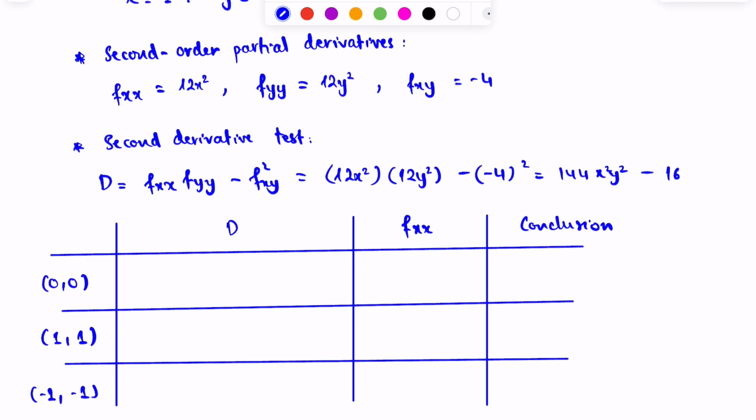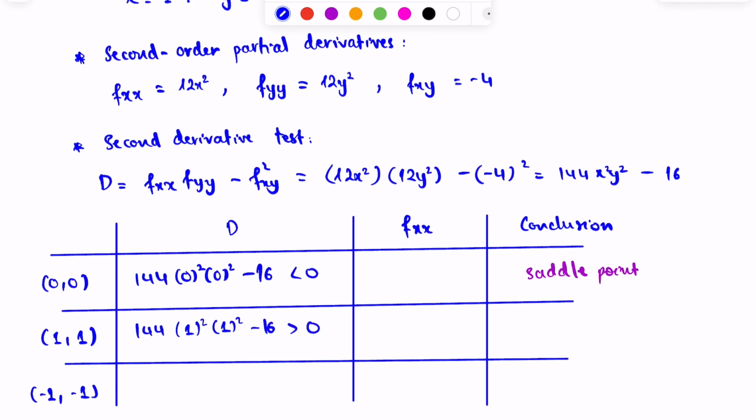For the first point, (0, 0), you have 144 times 0 squared times 0 squared minus 16, so this is a negative value. Then you can automatically conclude that the point (0, 0) is a saddle point. Now moving on to the point (1, 1), you do 144 times 1 squared times 1 squared minus 16. This should be greater than 0. Then you move on to calculating f_xx, and you get 12 times 1 squared, which is a positive number. Then you can conclude that this is a local minimum.